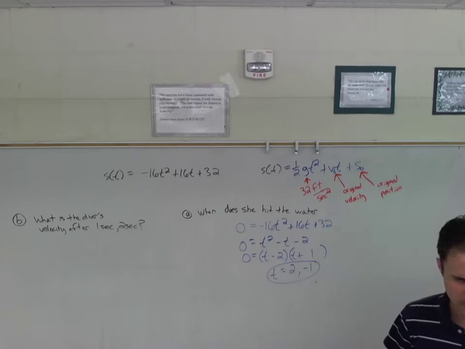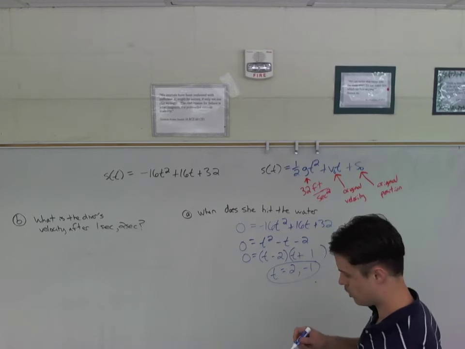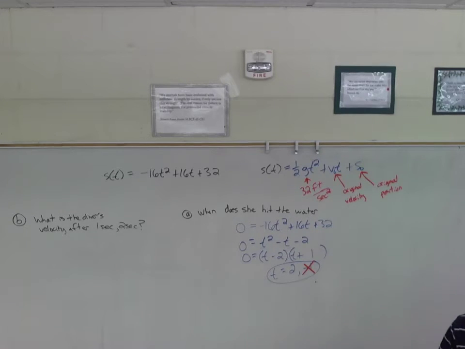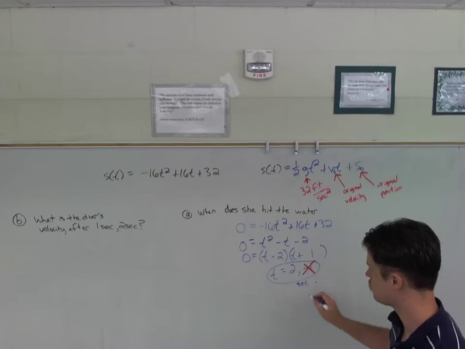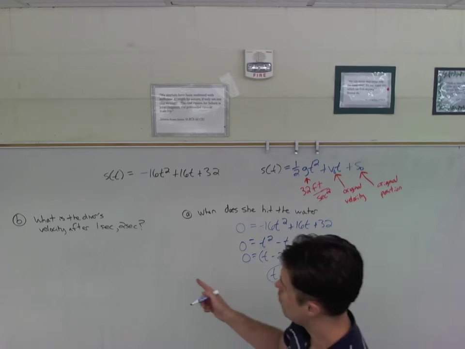Do both of those make sense physically? Negative 1 means back in time 1 second. She was on the diving board back in time 1 second, so that doesn't make sense. So I think that this one is an extraneous solution. Doesn't make any physical sense. It's like a byproduct. We should, of course, put seconds. Make sure we have our units. So that's that one. How do I do this one?